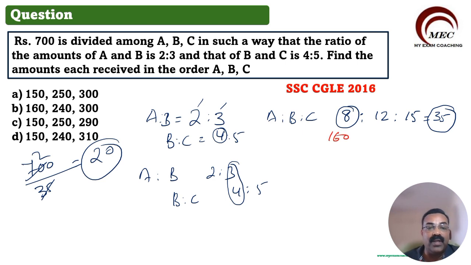And 1 part is 20, so 12 parts will be 240 rupees. If 1 part is 20, then 15 parts will be 300. So you got a total of 700.